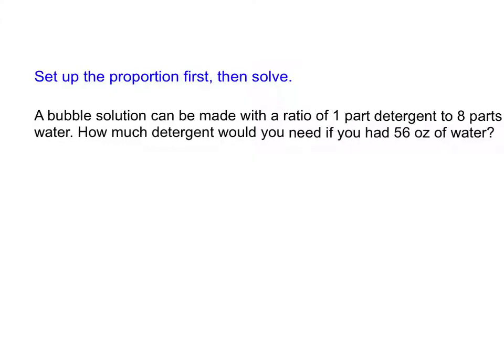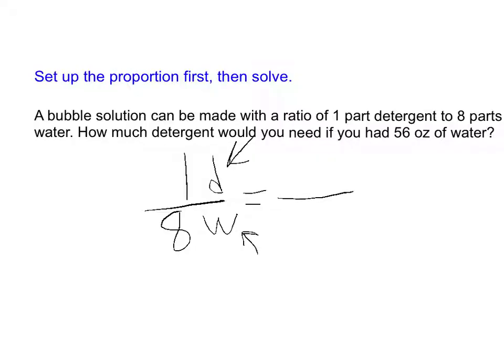So here we have a bubble solution for making bubbles. It can be made with a ratio of 1 part detergent to 8 parts water. Here's what I want to tell you about proportions. When you set them up, it's so important to remember what the number means. I'm doing detergent over water. So when I set up my second fraction, I need to make sure I put water where water goes. And in this case, I put it on the bottom.